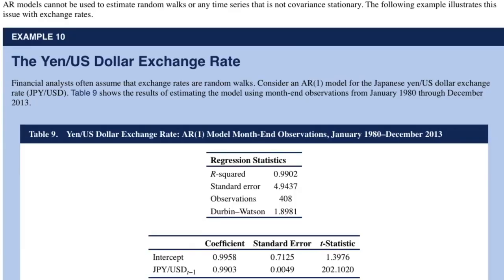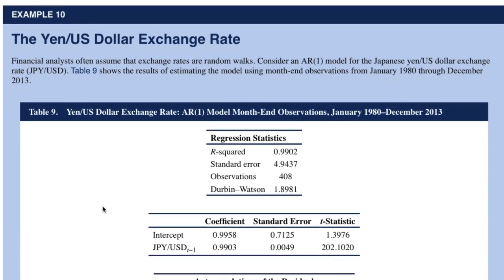So I thought it would be good to go through example 10 that's in your book, because this shows us the process we would go through. Well, not so much the process, but the kind of paradoxical results that we would get. This is the yen-US dollar exchange rate example. It's a pretty good one. Financial analysts often assume that exchange rates are random walks. Consider an AR1 model for the Japanese yen-US dollar exchange rate. Table 9 shows the results of estimating the model using month-end observations from January 80 through December 13.